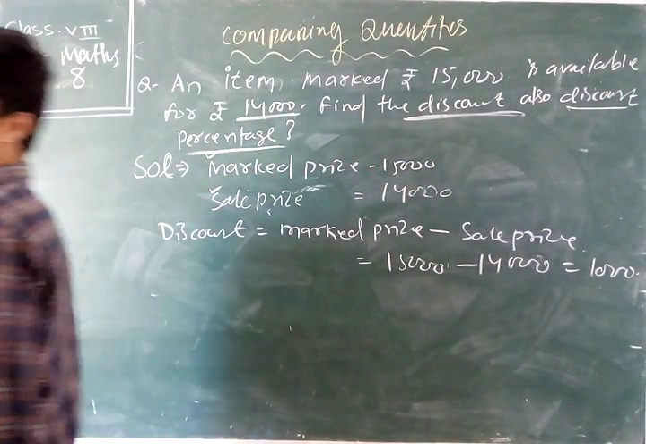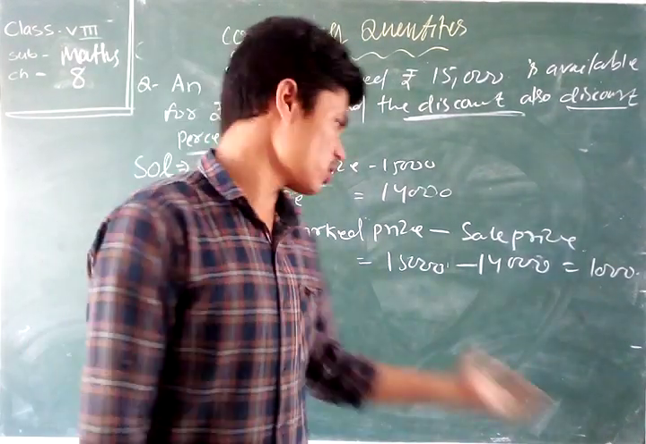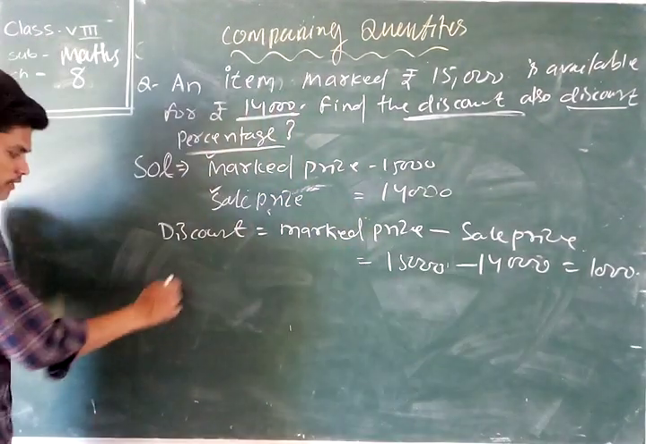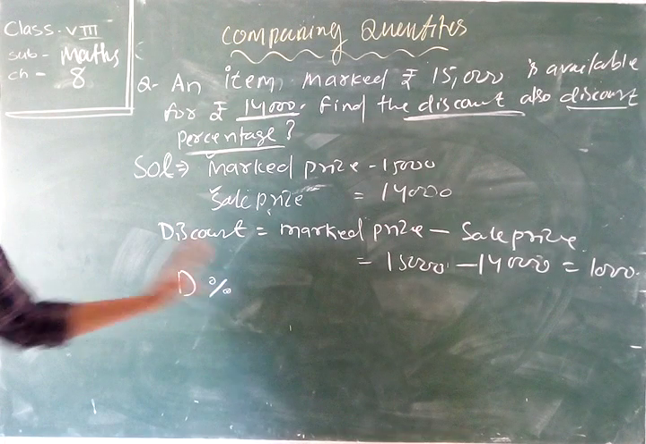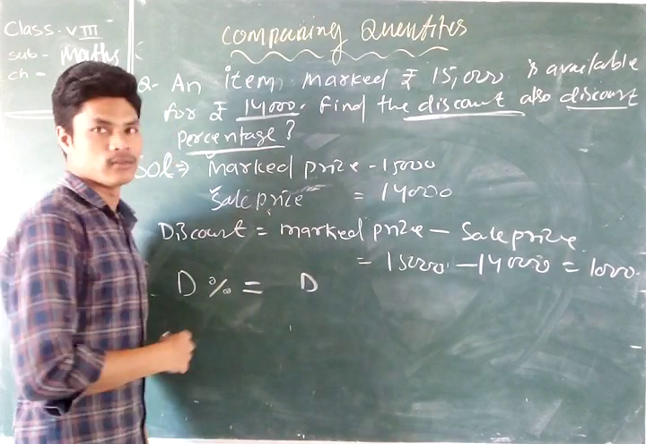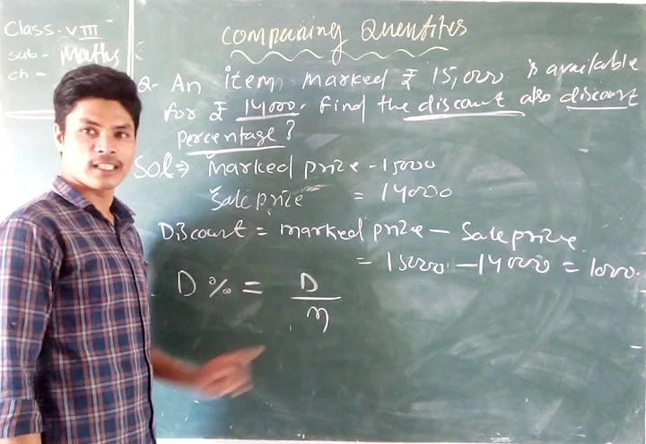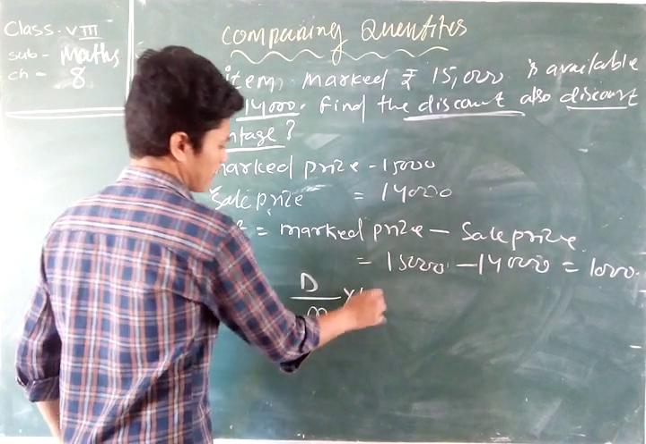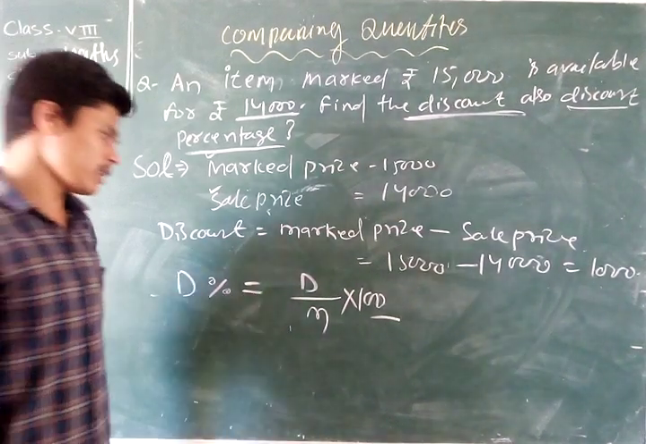Now the question asks about the discount percentage. How do you find the discount percentage? Already you know the formula for finding the discount percent. I write it shortly as D percent, meaning discount percent. Now D percent equals discount by mark price, D by M, into 100. Clear? That means discount by mark price.